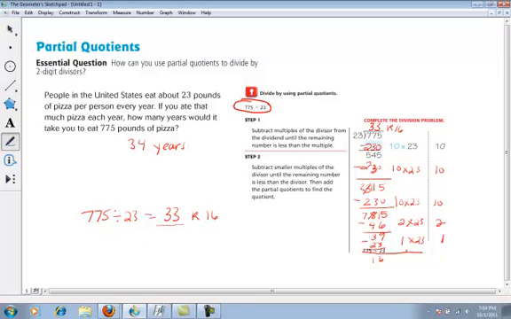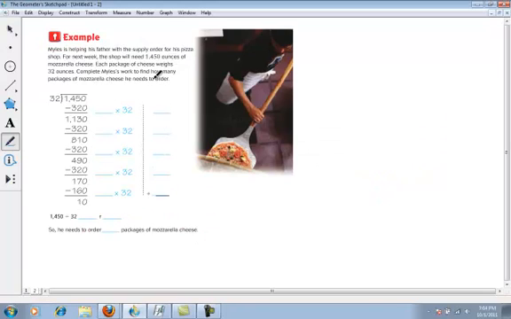Now let's take a look at another example. Miley is helping his father with the supply order for his pizza shop. For next week, the shop will need 1,450 ounces of mozzarella cheese. Each package of cheese weighs 32 ounces. Complete Miley's work to find how many packages of mozzarella cheese he needs to order. So we need to take our 1,450 ounces of cheese and divide it into groups of 32 ounces.